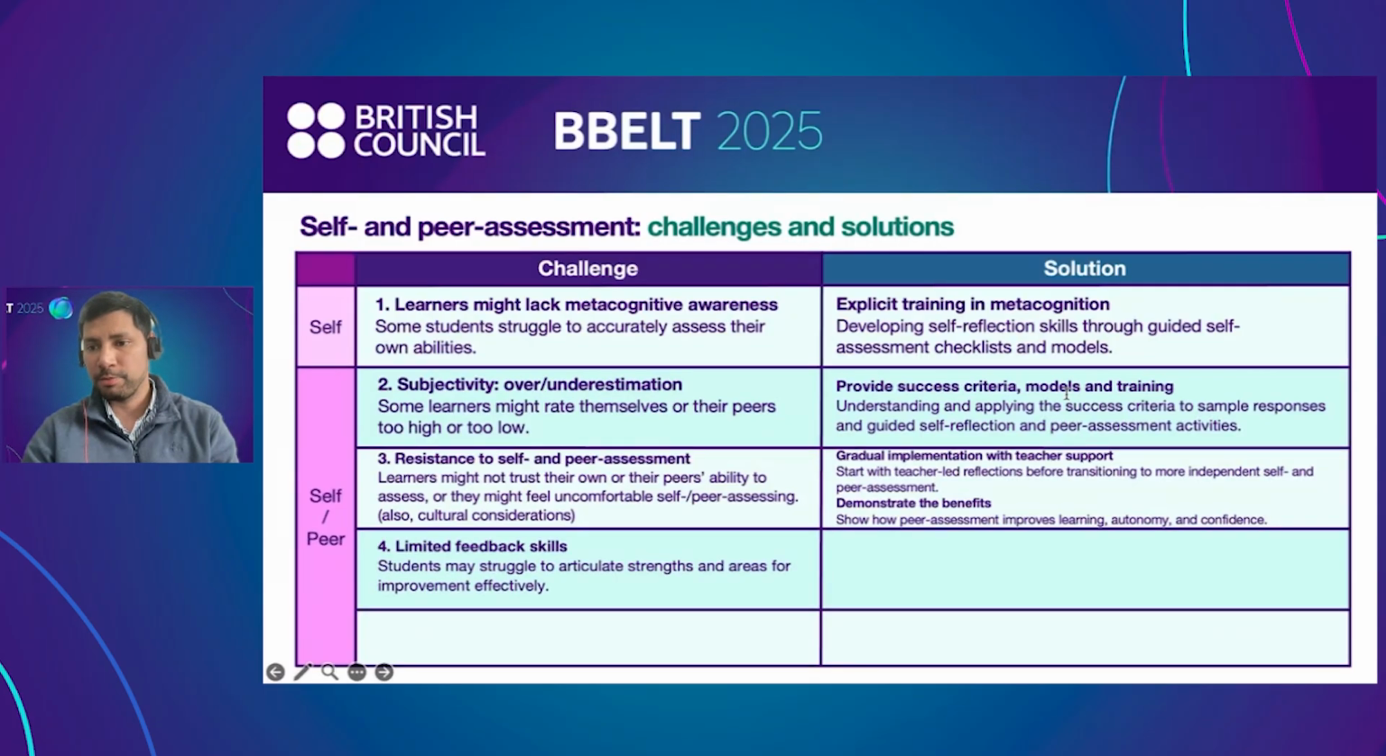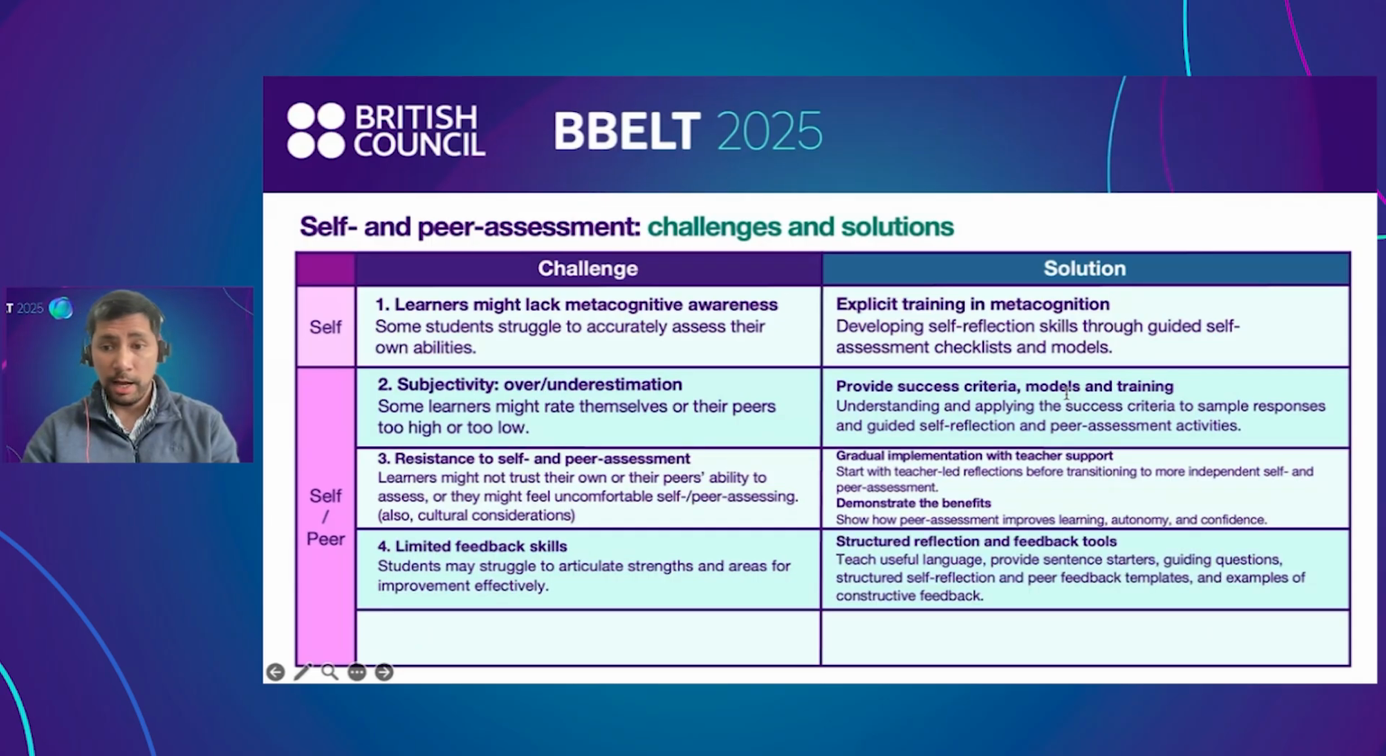Another challenge is that some students might struggle to articulate strengths and areas for improvement effectively. The solution would be to teach useful language, provide sentence starters, guiding questions, structured self reflection and peer feedback templates, and examples of constructive feedback.